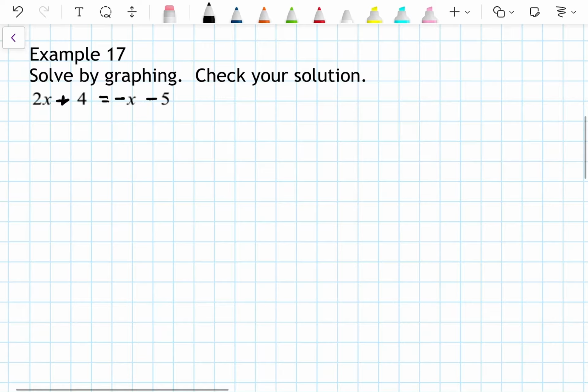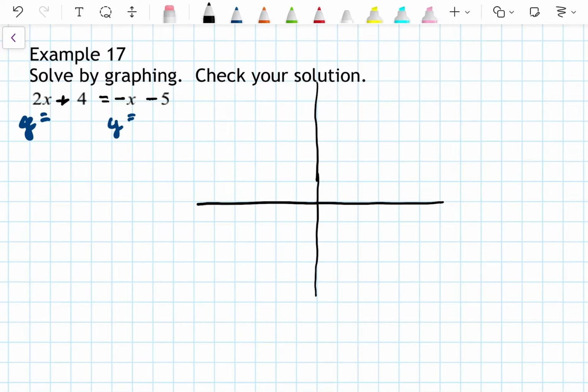Now, what I'm going to do here is I'm going to say, well, y equals 2x plus 4, and then y equals negative x minus 5, and I'm going to solve it. Or I'm going to graph it and then solve. So let me see if I can graph this nicely. Starting off, I'll do the left one in orange. I have an intercept of 4 and a slope of 2. So here's my orange line.